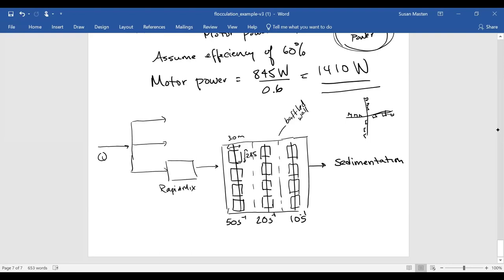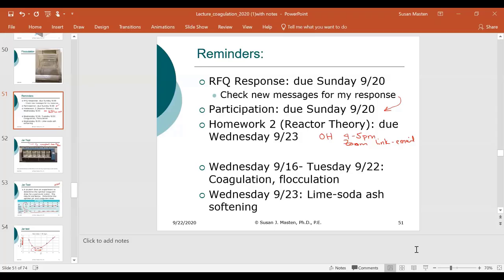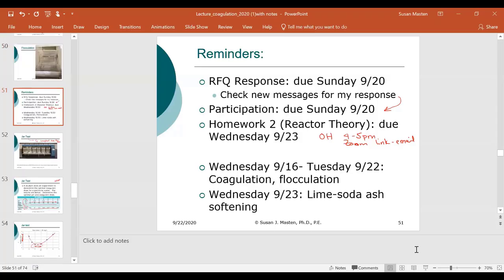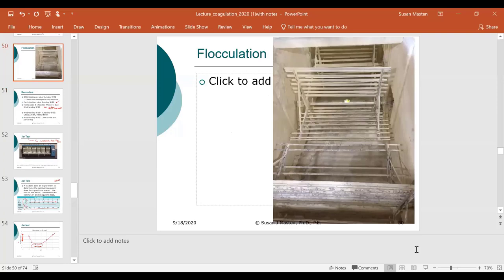These are hard concepts, and it's even harder because normally we would go to a plant, you'd see these, you could get a sense of it. I have a few pictures. If we go back, let me go back to the PowerPoint. These are the paddle wheels at the Lansing Board of Water and Light plant.